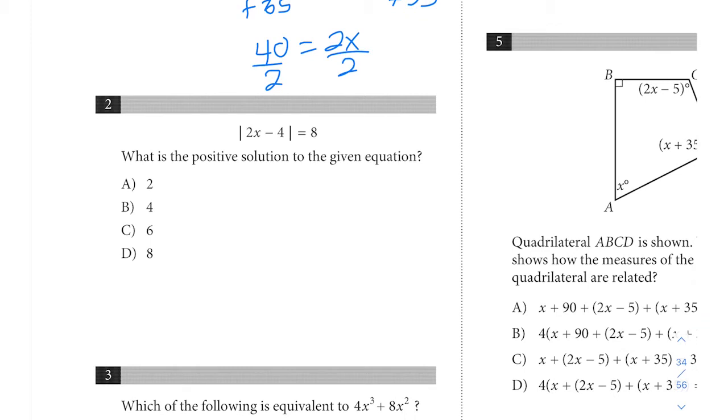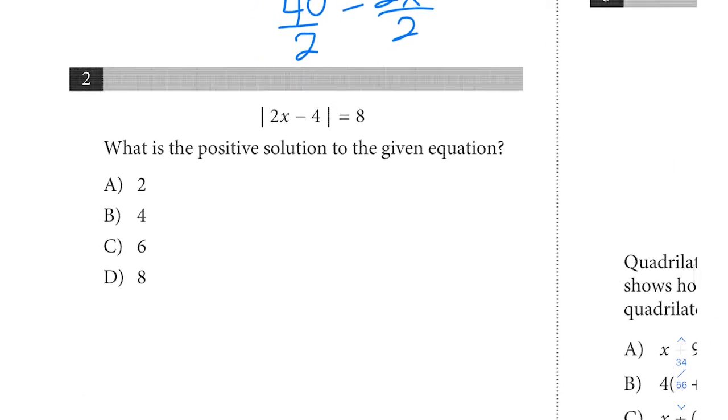This is an absolute value question. So it says, what is the positive solution to the given equation? And it is important to know that for absolute value, you really do have two possible equations that can result. You have both the potential positive and negative results. So here we can try both.